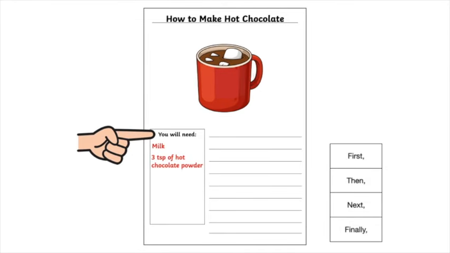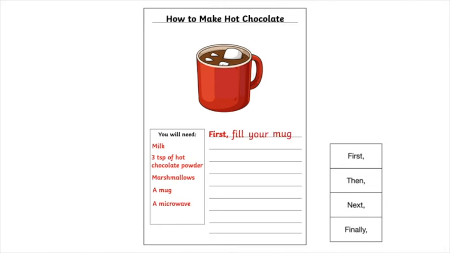What else will we need? Marshmallows, a mug, a microwave. So those are the things you will need to make hot chocolate. Now let's begin to write the instructions. This time we will sequence them by writing first, then, next, finally. So let's begin.